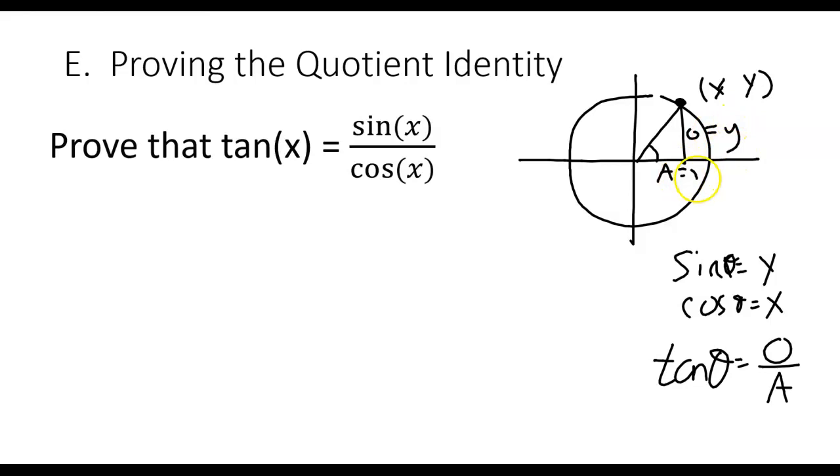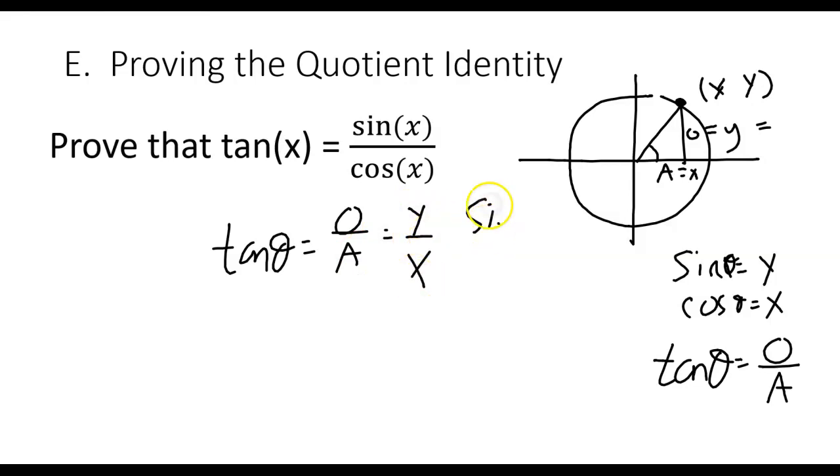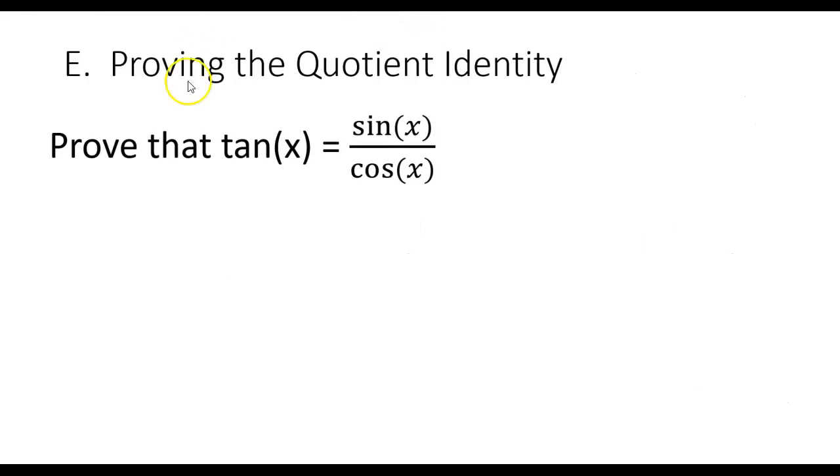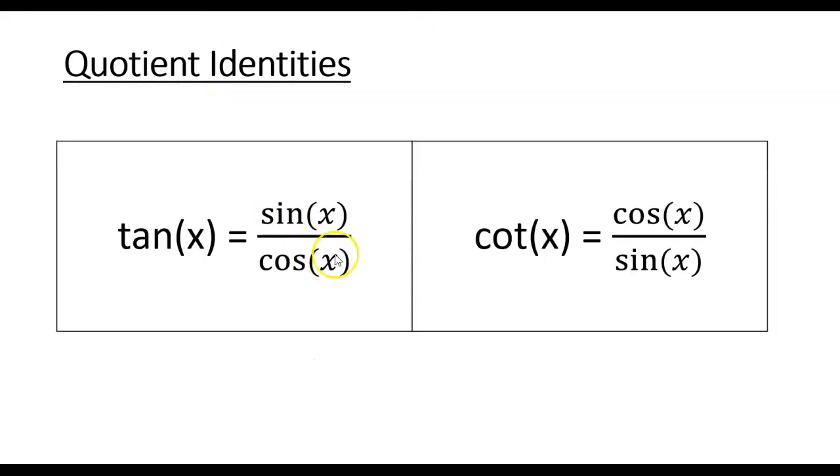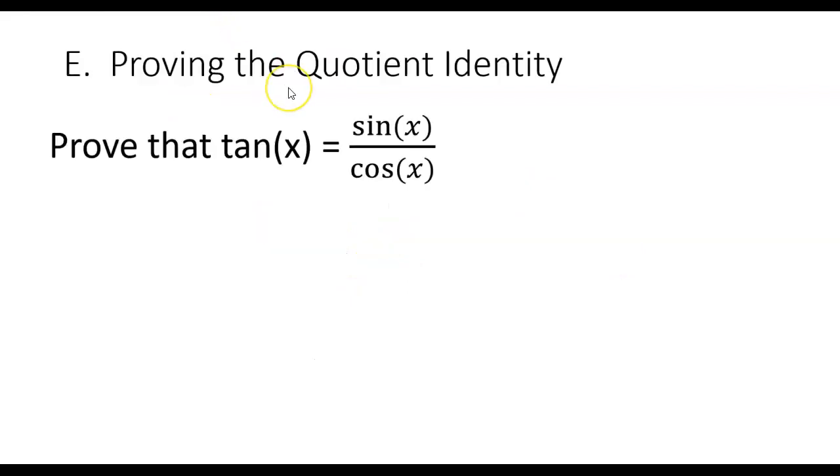be y and x. And since tangent is opposite over adjacent, that means it's y over x. And since y is equal to sine and x is equal to cosine, well, that basically means that tangent is sine over cosine. Okay? And you could do something similar to show that cotangent is cosine over sine, right? So that's the quotient identities and where they come from, all right?